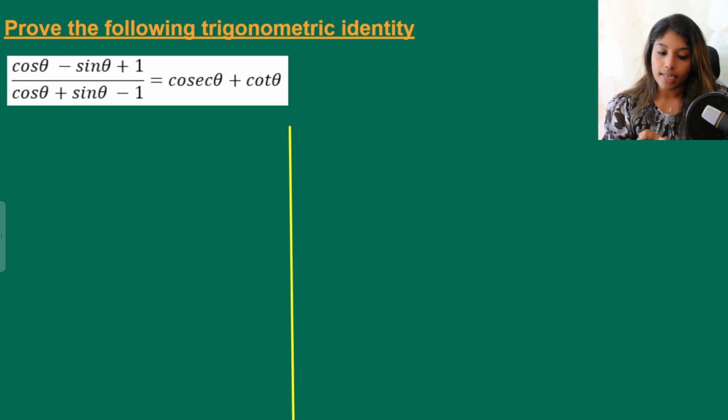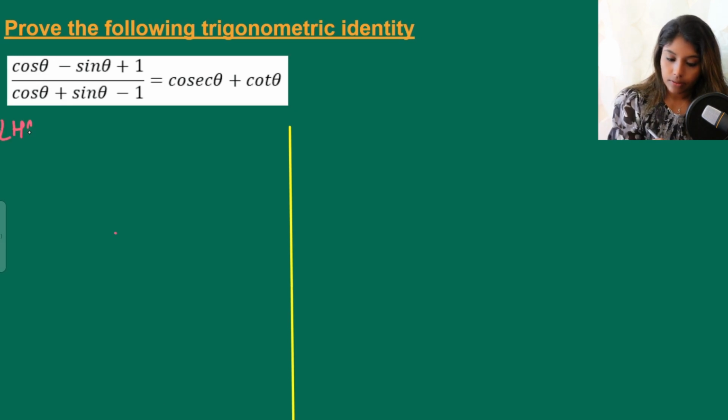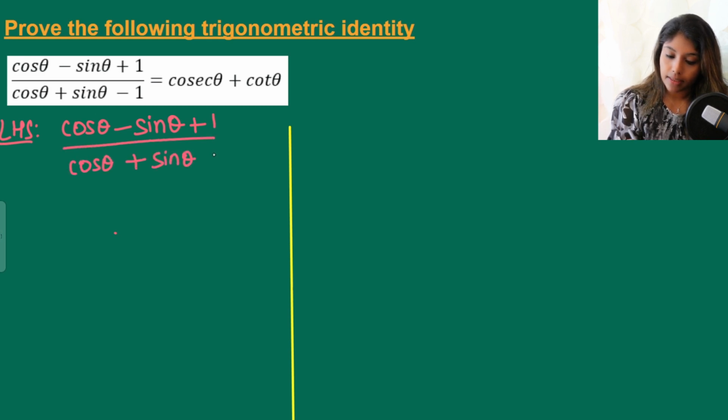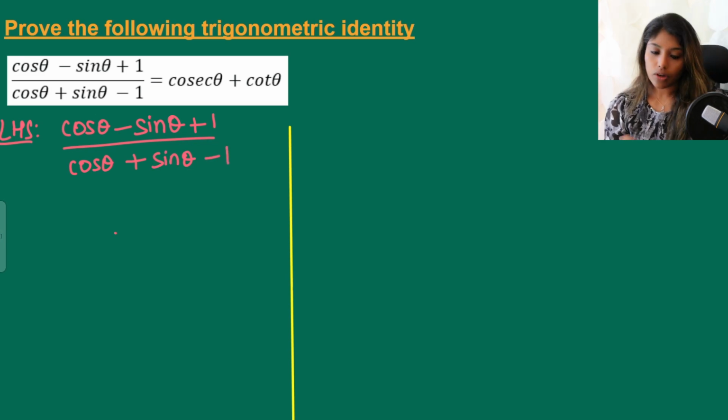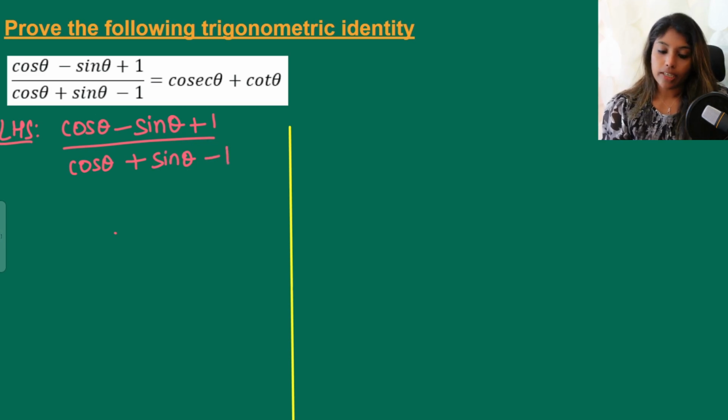So to begin with, let's write down the left hand side of the identity. Your left hand side of the identity is (cos theta minus sin theta plus 1) divided by (cos theta plus sin theta minus 1). Now when you look at the numerator and the denominator, they have no connections to cosecant and cot. So let's start with the numerator alone first. How can you make these terms in the numerator relevant to cosecant and cot?